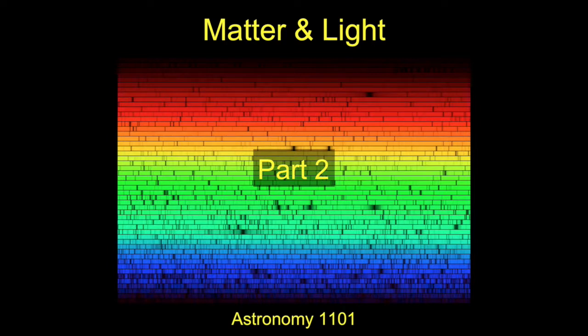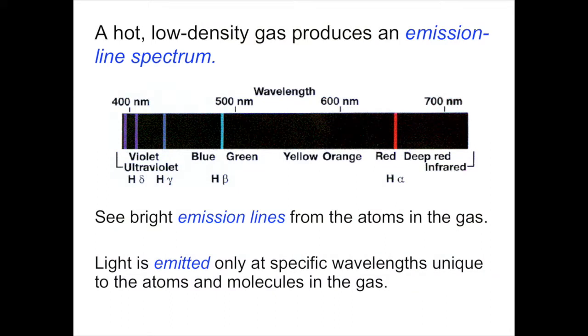We now turn to the other two types of spectra described by Kirchhoff's laws, emission and absorption spectra. Kirchhoff's second law states that a hot, low-density gas produces an emission line spectrum. One of these is shown here. We see in this spectrum bright emission lines from atoms making up the gas and darkness in between these lines. Light is emitted only at very specific wavelengths unique to the atoms and molecules in the gas.